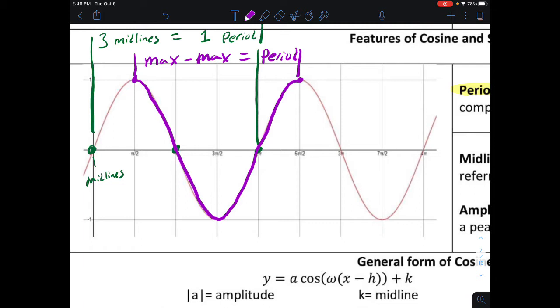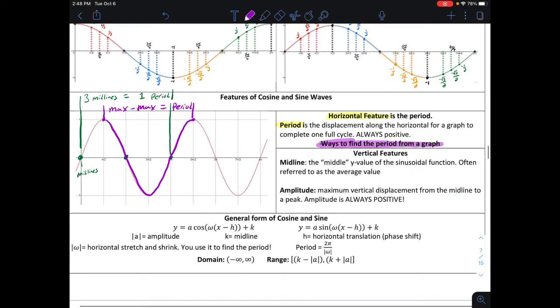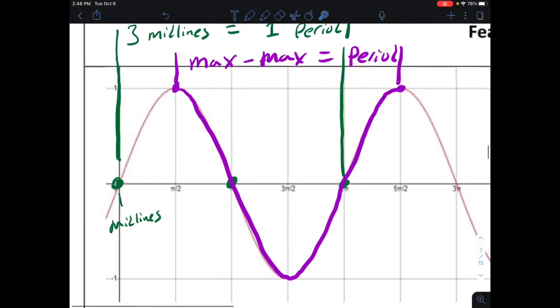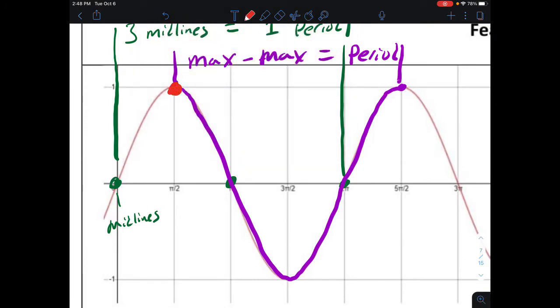So we have a couple of ways. The horizontal displacement from identical peaks, or 3 consecutive midlines, will get me my period. And for our vertical features, we've already talked about one, the midline, which is the middle value of the sinusoidal function, meaning the middle y, or the average y value. And then we also have the amplitude. Amplitude is the maximum displacement from the middle to a peak. Amplitude is always positive. So graphically, if I wanted to know what amplitude was, let's say I have my maximum here, and then we have our midline here in green.